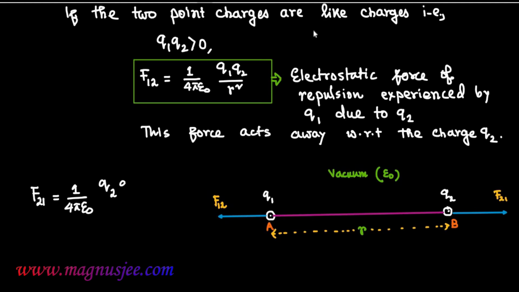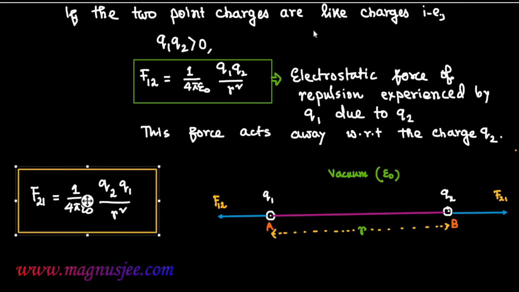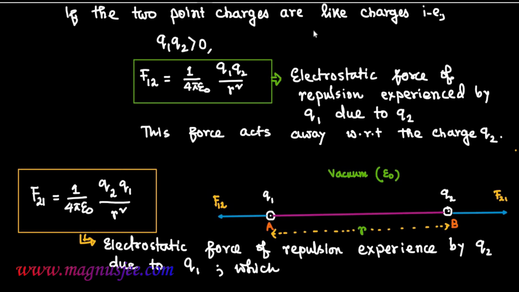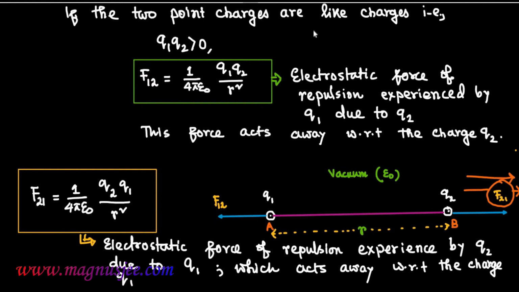Similarly, F21 equals 1 by 4 pi epsilon 0 q2 q1 divided by r square. This is the electrostatic force of repulsion experienced by q2 due to q1, and this force acts away with respect to the other charge q1, and from the point B. F21 acts away from the point B with respect to the other charge q1.